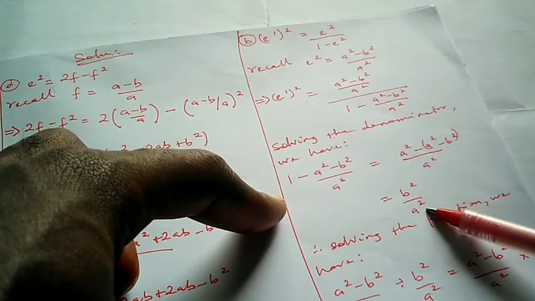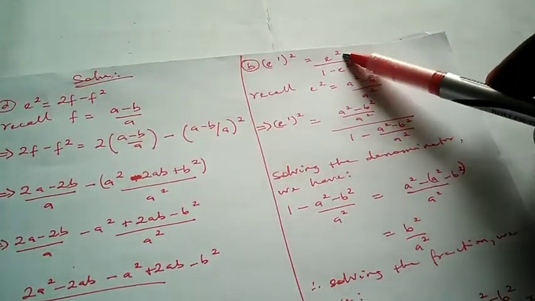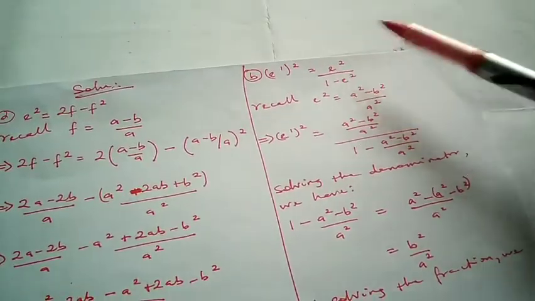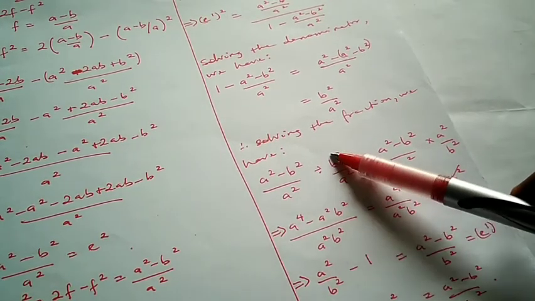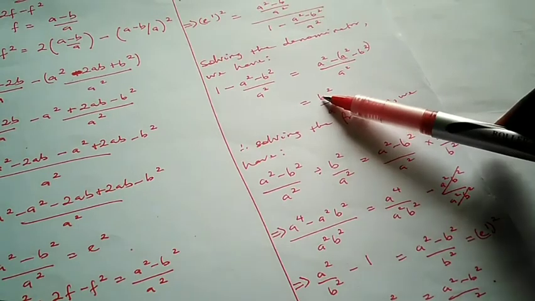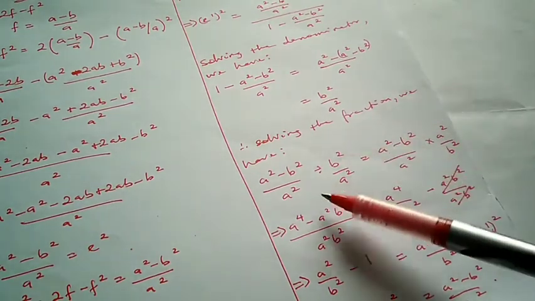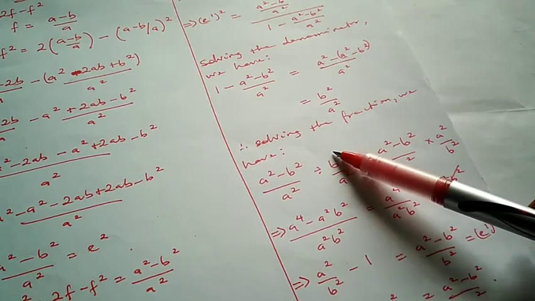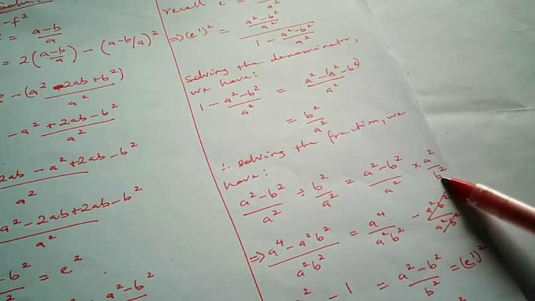Are we together? Good. So now solving the fraction, remember that it was a fraction of e squared over 1 minus e squared. Since we have changed our e squared to a squared minus b squared all over a squared, solving the fraction we have a squared minus b squared all over a squared divided by b squared over a squared. The b squared over a squared is the one we got here, the simplification of the denominator. Good. So by the time we want to solve it, we change this division to multiplication sign, and then we have a reciprocal here. So we have a squared minus b squared all over a squared times a squared over b squared.